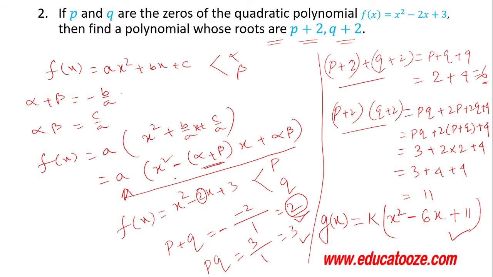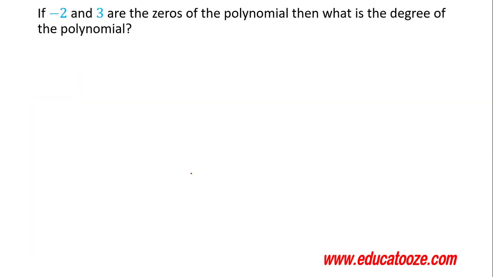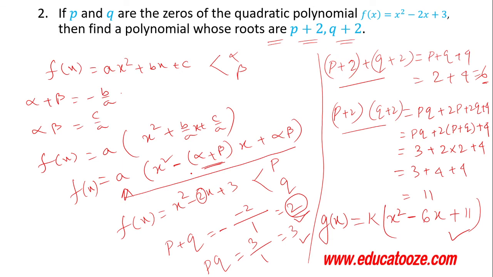I have developed the formula for you to generate the equation using the zeros. This is the main formula. If the zeros are given, then using this formula you can easily find the required polynomial or required equation. Now let's see the next example.